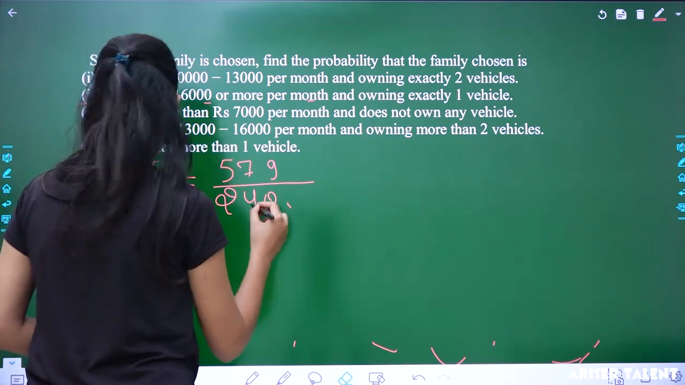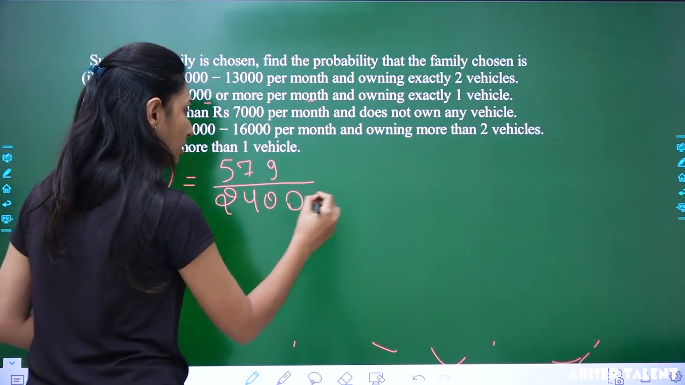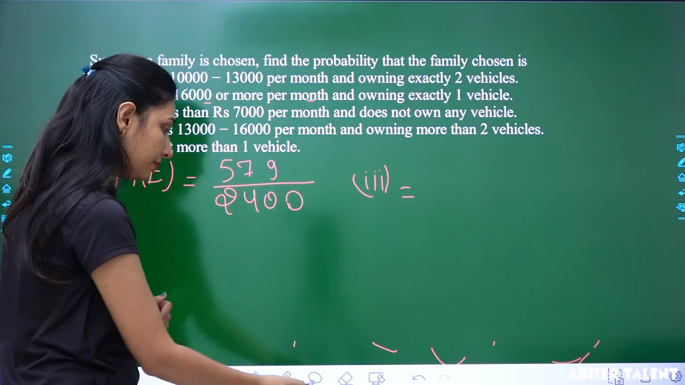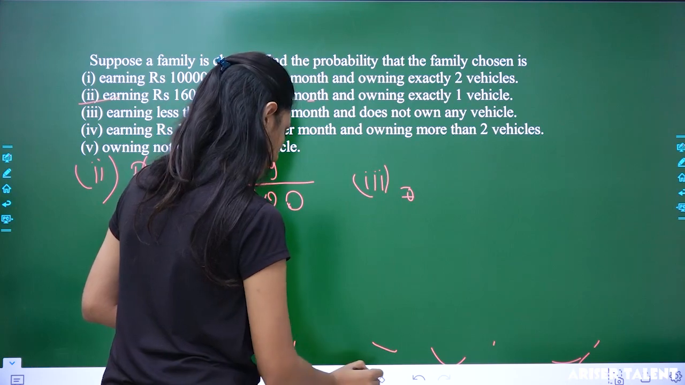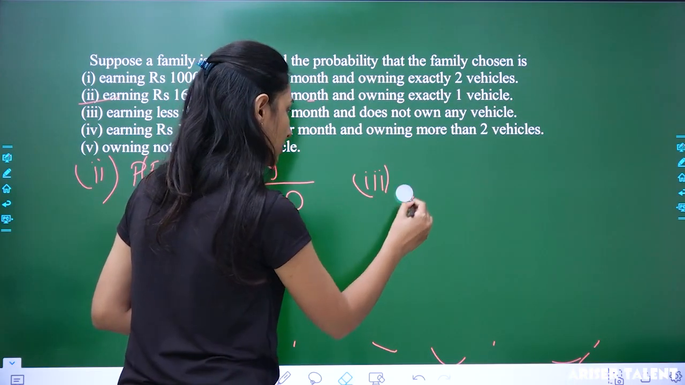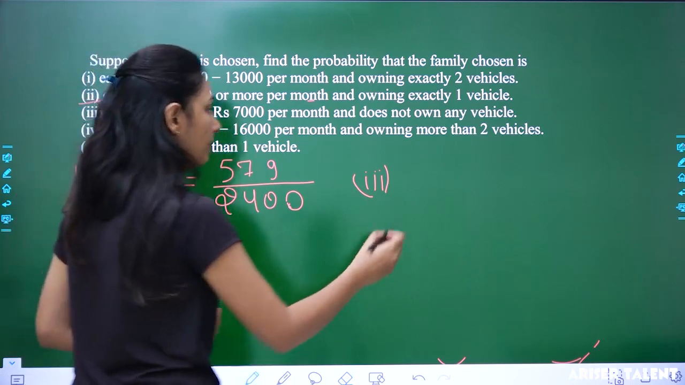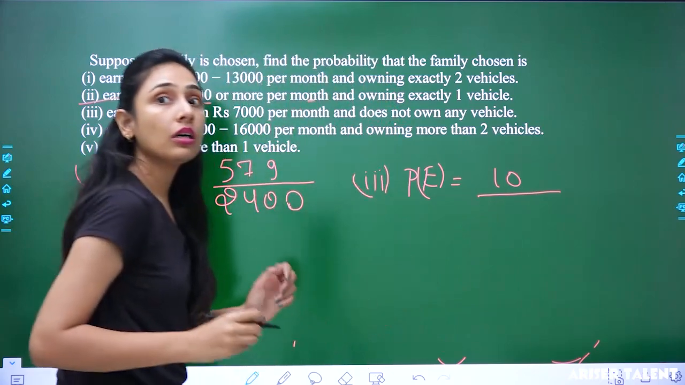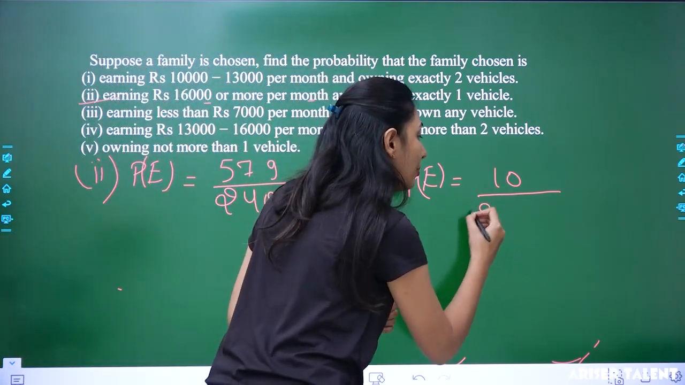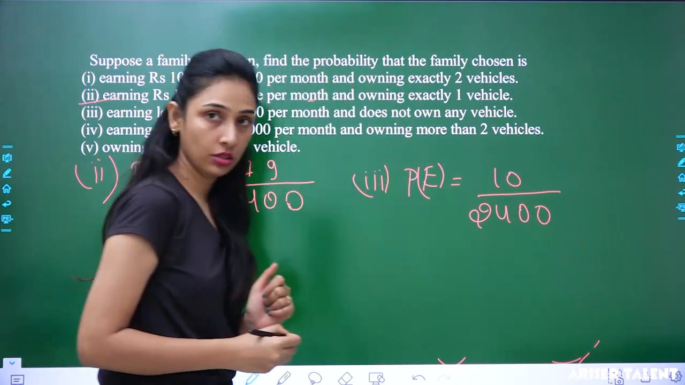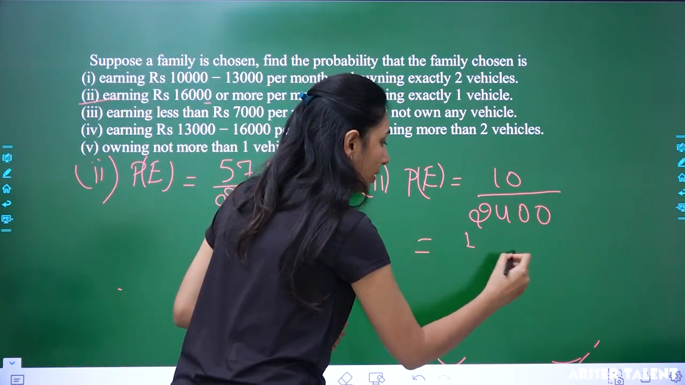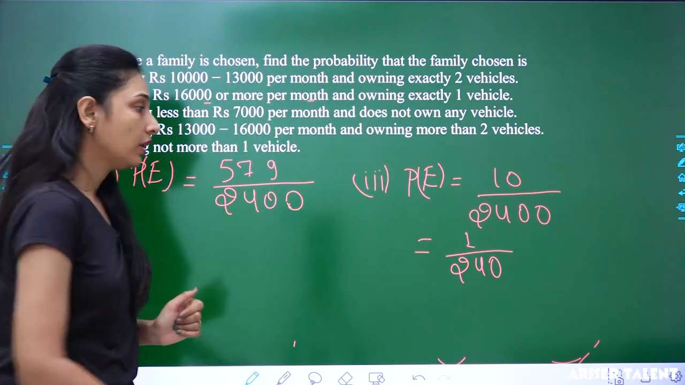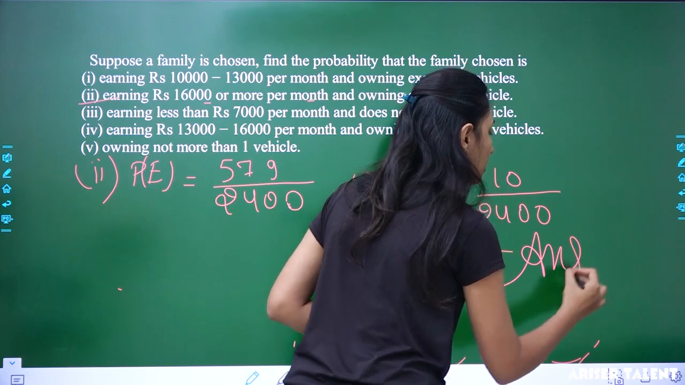We talk about the third one. How many families were there? 10 families. Okay, so P(E) will be equal to 10. Now, out of how many families? Total families were 2400, right? So it's going to be 1 by 240, right? So that is going to be your answer.